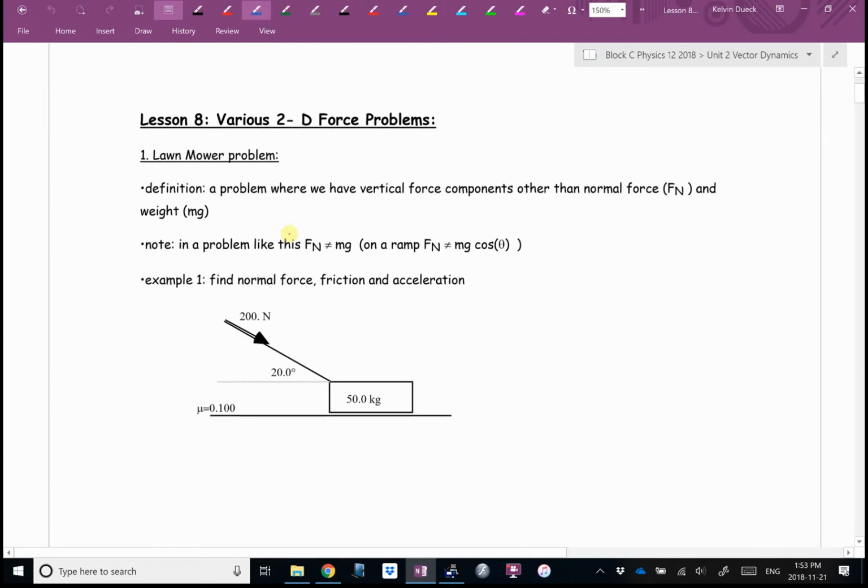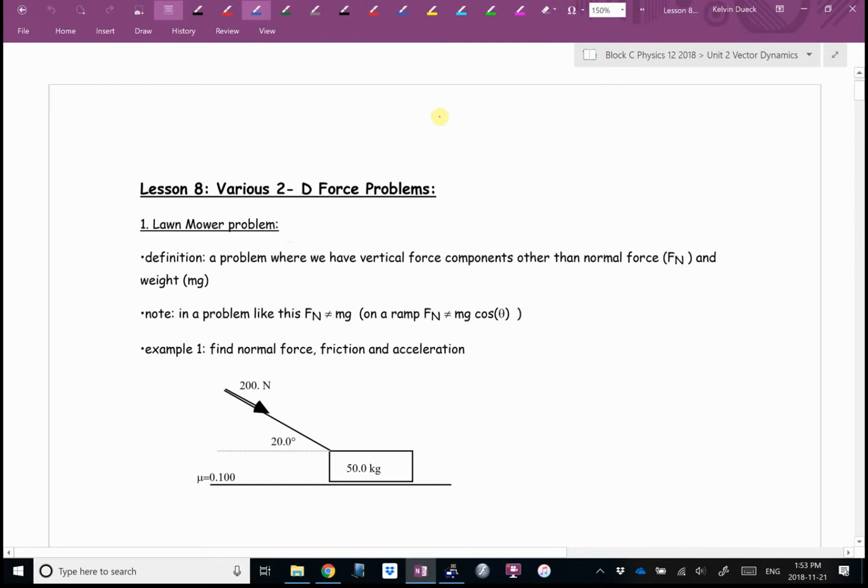What do we mean by a lawnmower problem? It's a situation where you're either pushing down on something at an angle, did I say angle? Or where you're pulling up on something at an angle, did I say angle? And specifically what that means is even though the ground is flat, the normal force is not mg. Or even though we're on an angle, the normal force is not equal to mg perpendicular. Perpendicular, of course it is. So it's situations where the normal force is not mg or the normal force is not mg cos.